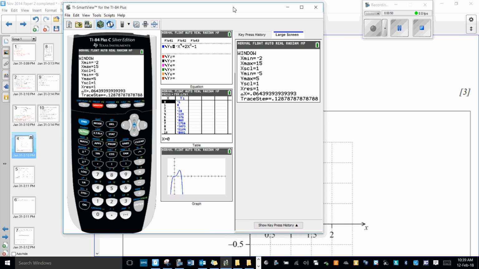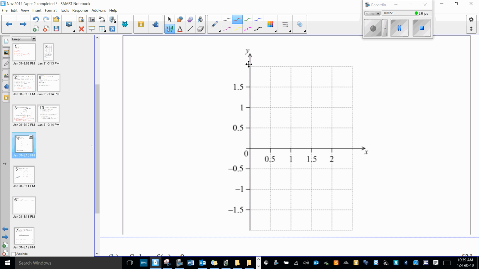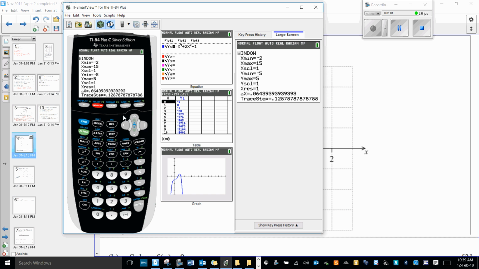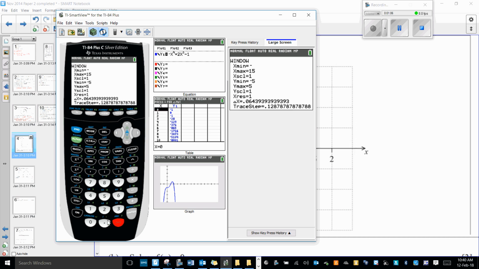What is the window they've got? So I'm going to do 2 to -2 and every half. And X can go -0.5 to 2.5. Scales every 0.5. -2, 2. -3.5.